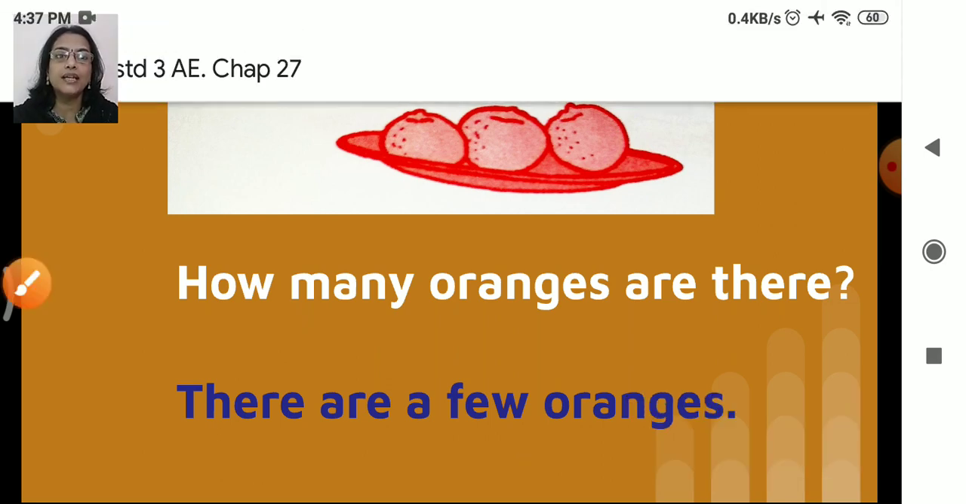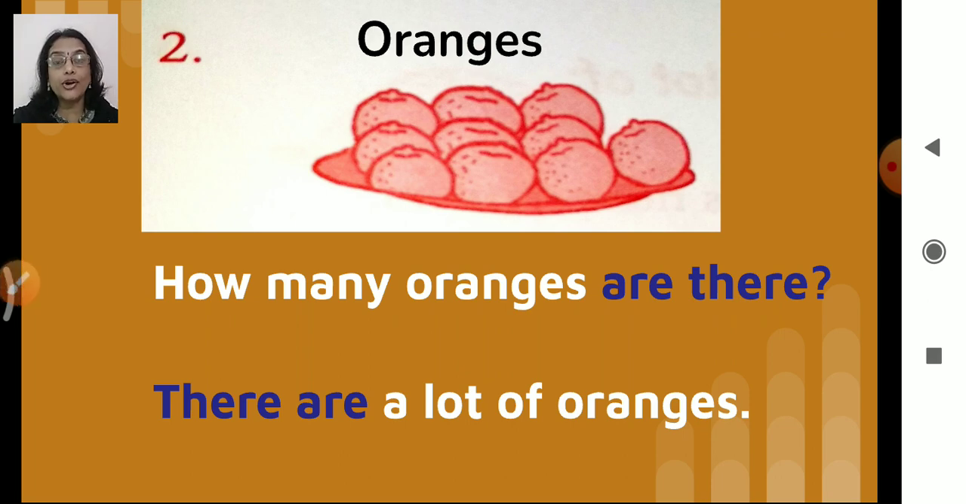Again the same thing, children. Second one, again it is oranges only. But you can see the tray or the plate is full. So, how many oranges are there? There are a lot of oranges. If you compare the first and the second, there are more. So, there are a lot of oranges. Follow, children? So, in this way, you have to look at the pictures and write the question and answer also. Followed? Let's see the third one.